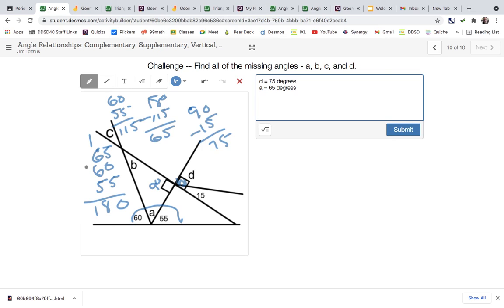Okay. So then B has to be the remaining, all the interior of a triangle all add up to 180. So we're going to do 180 minus 90 and 65. 90 and 65 is 155. So that's 25. So B is 25 and C is 25 because they're vertical angles.